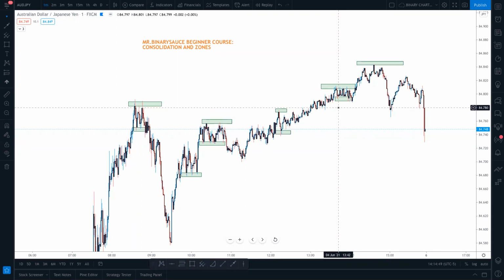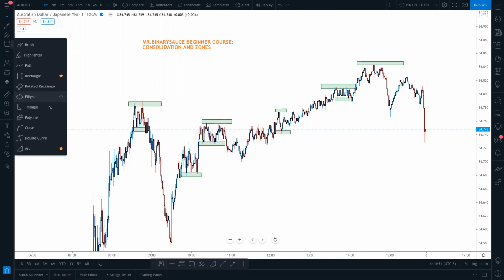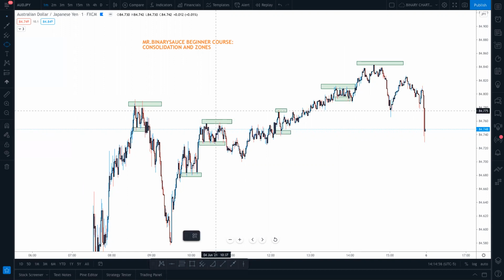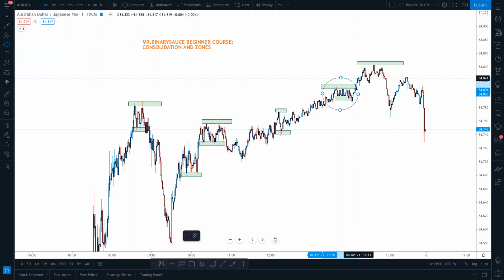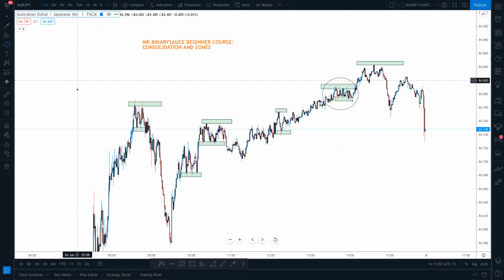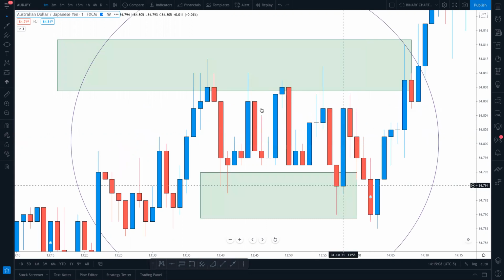Now that we have our zones, I want to focus in on a very specific area because this area is a pure example of consolidation. Let's zoom into the area. When you see this zone, we now can tell that price is respecting, it is bouncing off of these zones.